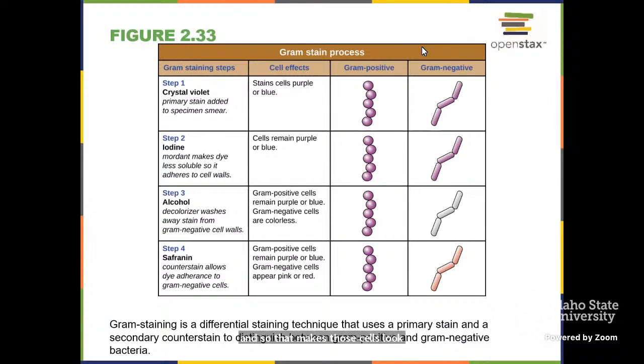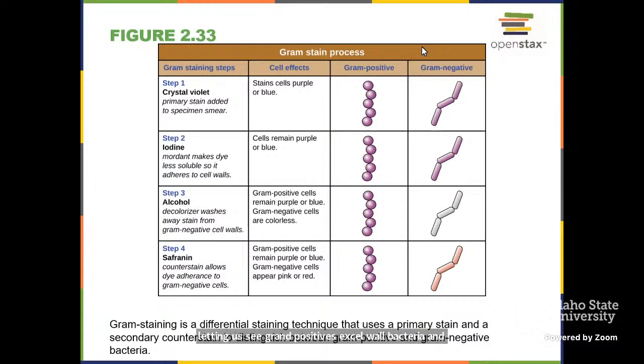And in order to visualize both of them, we do a counterstain. Safranin is a pink or reddish colored stain. And when it's added to the slide, gram positives that are already purple, you add some pink to purple, you get purple, right? It doesn't do anything to them. But gram negatives that were colorless now pick up that pink stain, and now we can see them. So it allows us to differentiate. It's a differential stain, letting us see gram positives, thick cell-walled bacteria, and gram negatives, thin cell-walled bacteria, right?